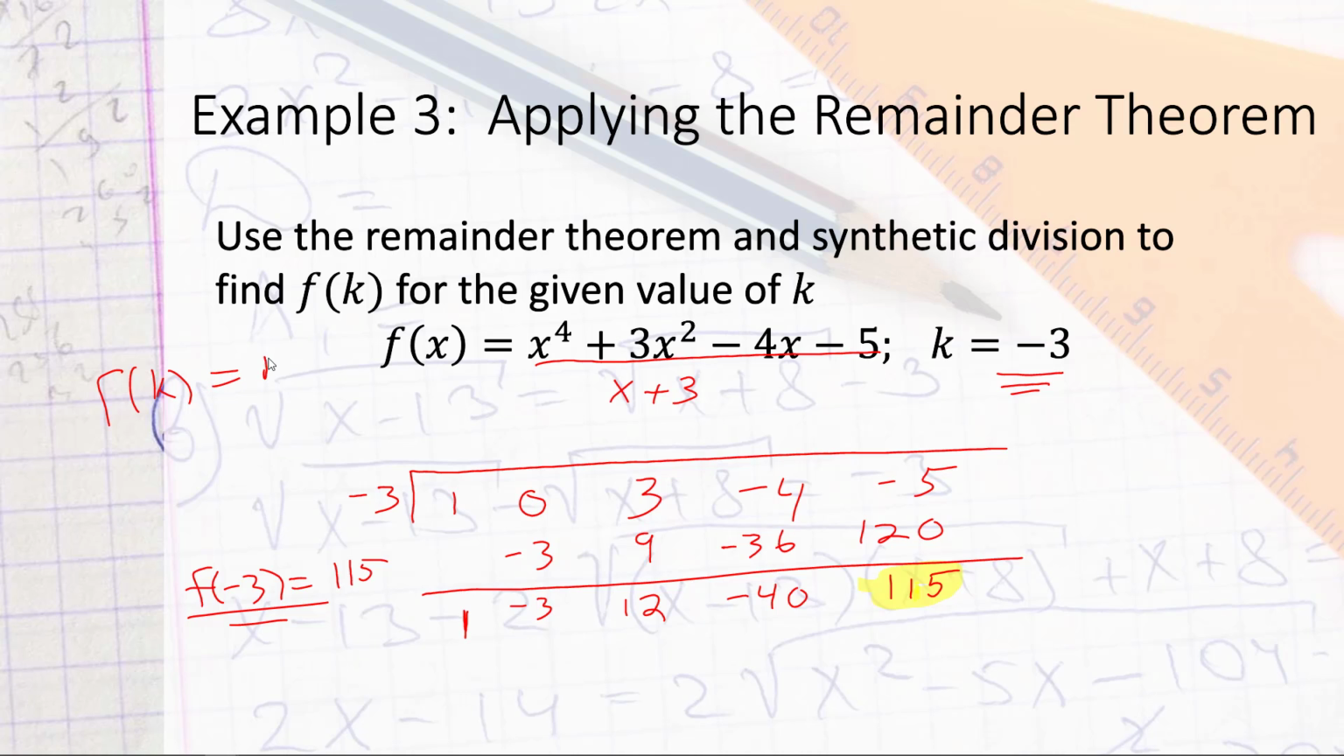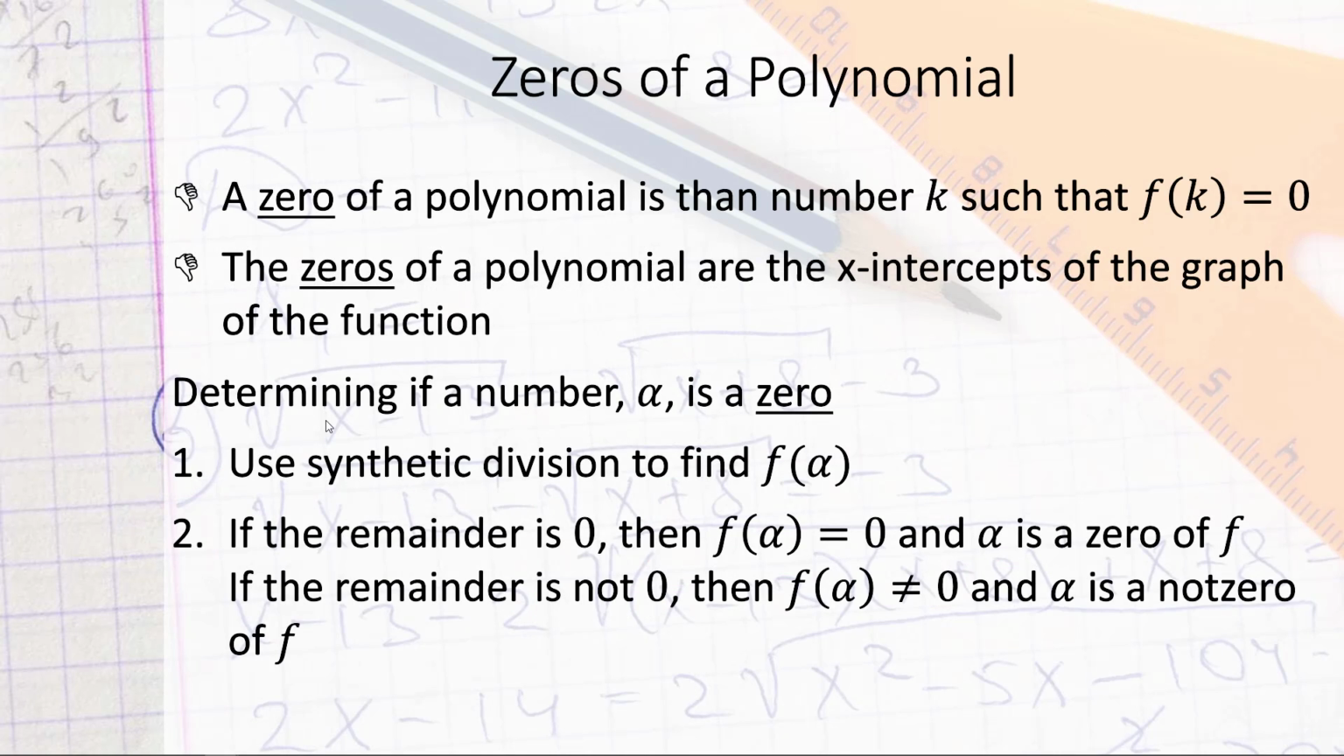So this is a great approach for evaluating f of k using the remainder theorem. We can also use this approach to figure out which values of k make f of k equal to 0. If f of k is equal to 0, it turns out that k is a 0 of the function, which is what we want to talk about here. The 0 of any polynomial is that number k such that f evaluated at that number is equal to 0. And those zeros are also the x-intercepts of the graph of the function. Or I should say that the zeros are the x values of the x-intercepts of the graph of the function.